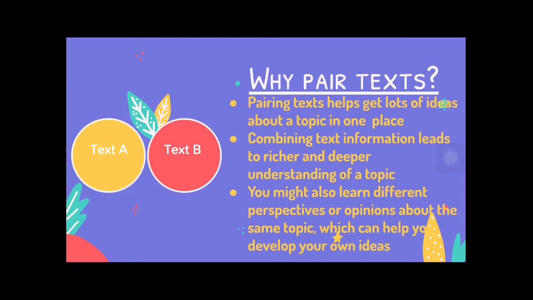Well, when we pair texts, we can get a lot of ideas about the same topic in one place. So, for example, if I want to learn about recent events in the news, like what's going on with the election or the inauguration or the new presidency, I might read articles from different websites just to get more information. And when we combine texts, that leads to a richer and deeper understanding of a topic. So I know more about the things that I care about because I've read more than one article about them. Or I understand characters better when I read about them in more than one text in a series.